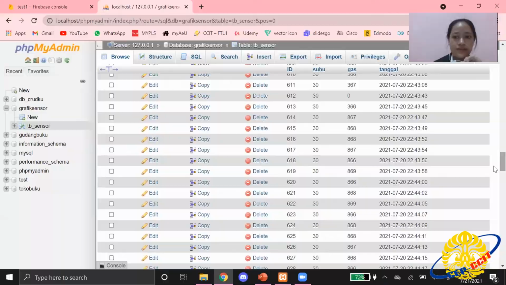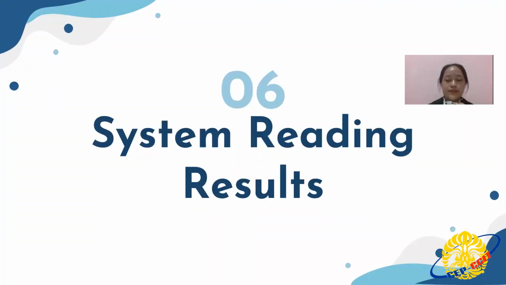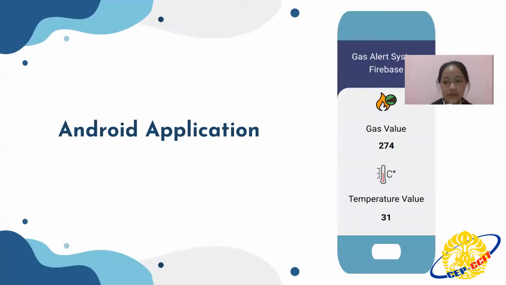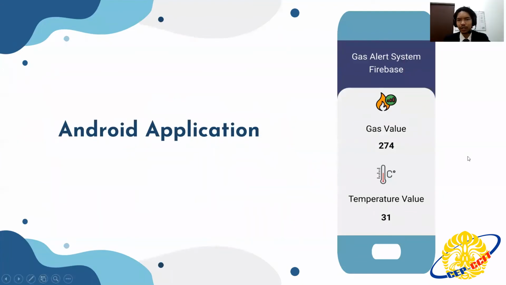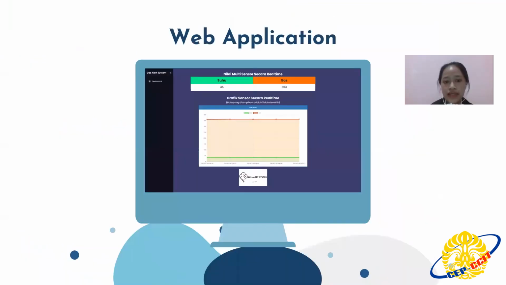So now I'm going to explain to you about the system reading result that we got from our project. So the first one is Android applications that will be explained by my friend Ardi. This is the Android application. So the Android application only has the gas value, which is 274 ppm at that moment, and the temperature value is 31 degrees. And then I'm going to explain about web applications that we make for this project.